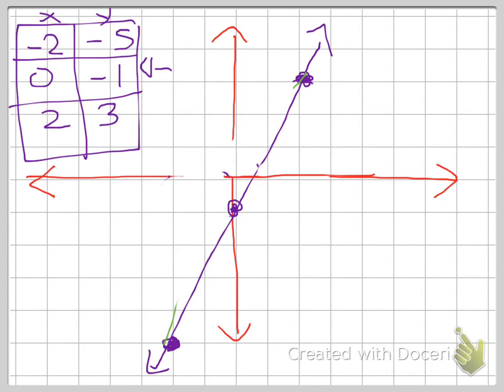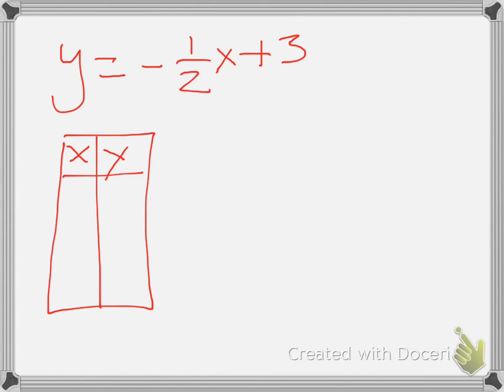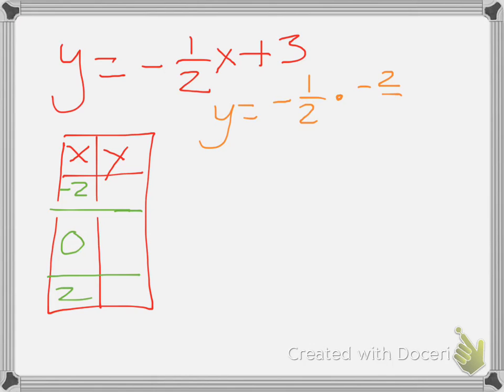So, one more example. This one has a fraction in it, but fractions are okay. You're not going to have any that don't work out to whole numbers, or integers anyway. I'm going to draw my table, and here again I'm going to use those same values for x: -2, 0, 2. Then I plug those in for x one at a time. So y equals -1/2 times -2 the first time. I'm going to put the -2 over 1 since I'm multiplying by a fraction, and then plus 3.